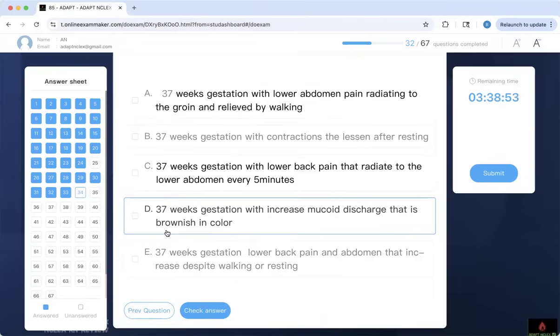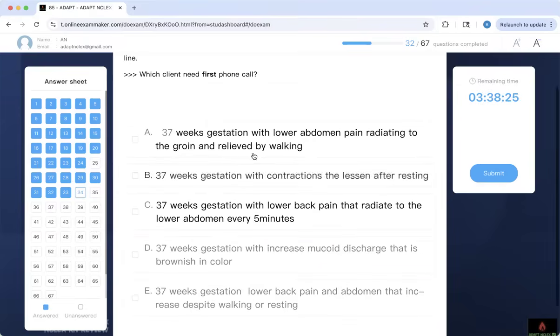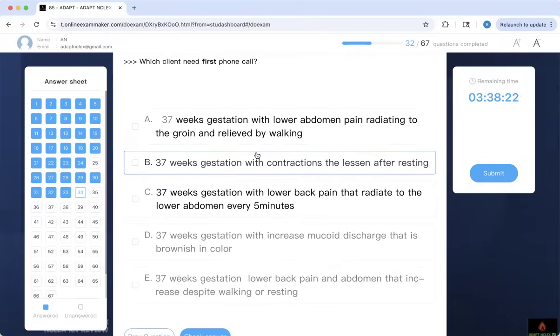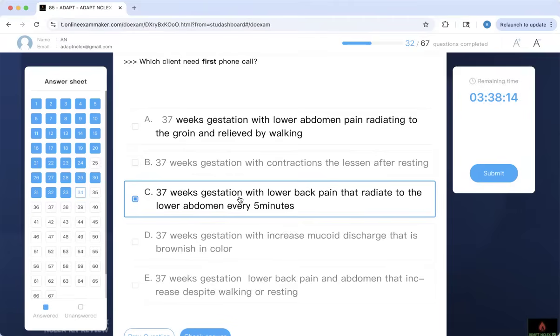37 weeks gestation with increased mucoid discharge that is brownish in color. What do you think? 37 weeks with lower back and abdominal pain that increases despite walking and resting. Who are you going to see? This is asking you about true labor. Which of these is true labor? Frequency of contractions, changes in the cervix, changes in effacement, location of the pain is classic. If the pain goes away, it's not true labor. If it lessens, it's not true labor either. If it radiates and is regular, it's good. Number 3 is the right answer.